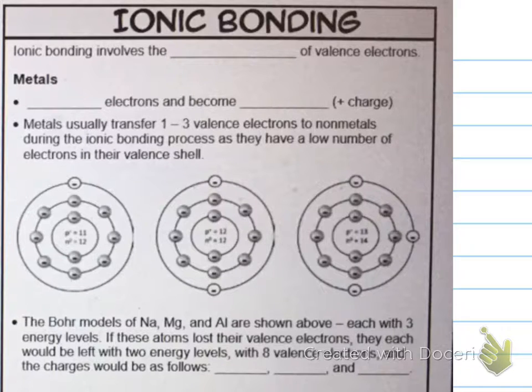Ionic bonding involves the transfer of electrons. That means electrons are moving from one atom to another atom. Metals lose electrons and become cations. Cations are positively charged ions. Let's think about why this makes sense.